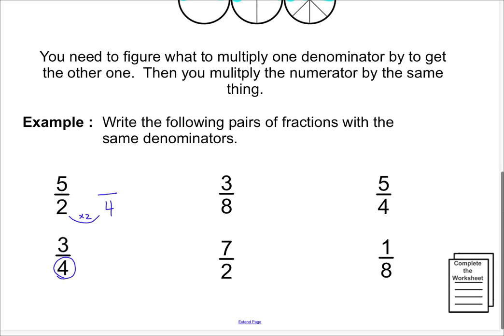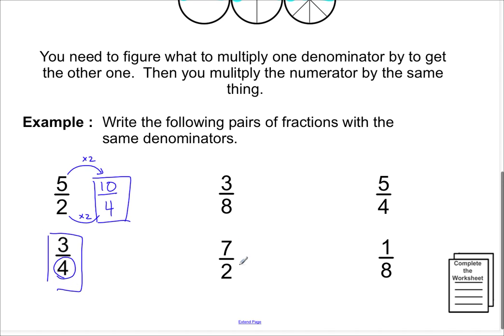Well, I multiply it by 2. Now, then I have to multiply the top by the same thing. So I'm going to multiply that by 2, and I get 10. Now, I have an equivalent fraction here. 5 halves is the same as 10 quarters. And now I have a fraction here that has the same denominator as this other fraction.